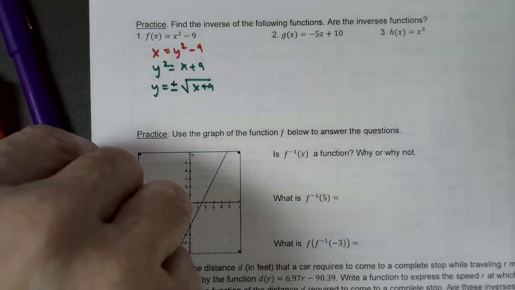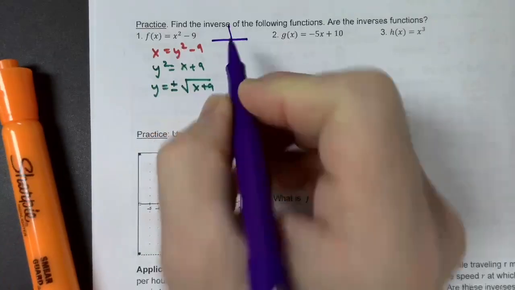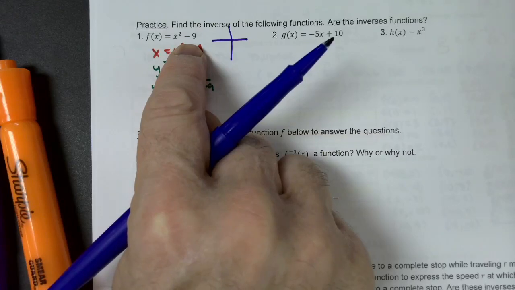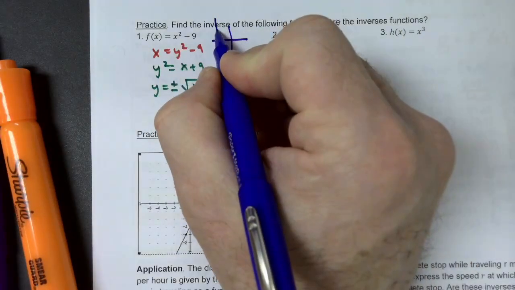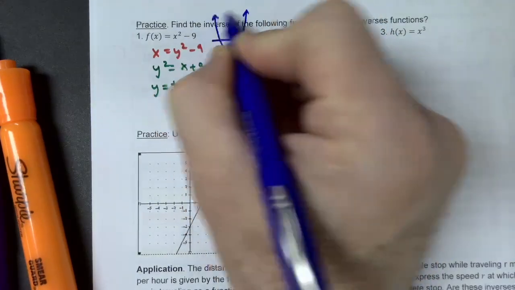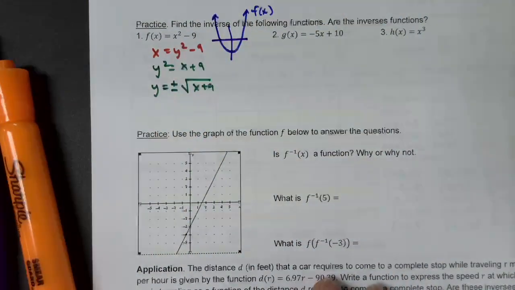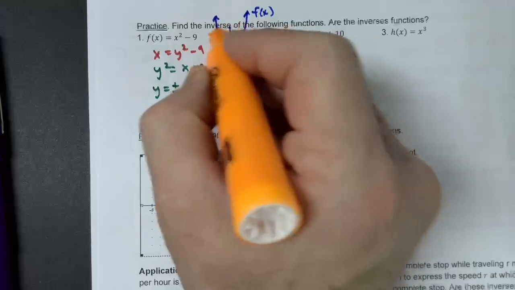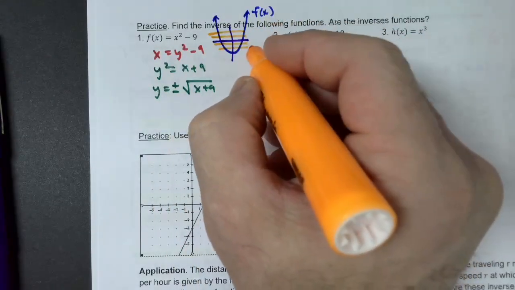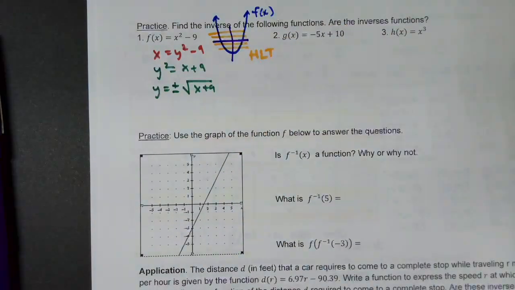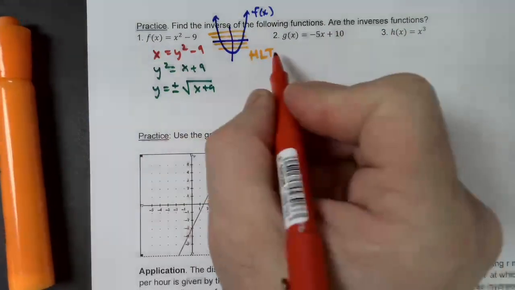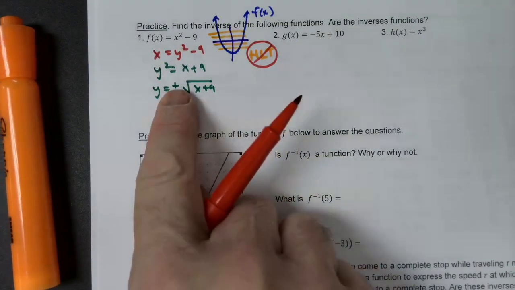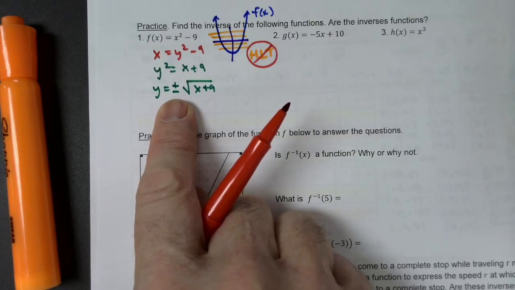So let's think about what this would have looked like. Our original function, this x squared minus 9, is just a parabola that got shifted down 9. That is our f of x function. It's pretty easy to see that this does not pass our horizontal line test. Okay. It has several horizontal lines that are crossing 2 points. Therefore, this is not going to be a function.